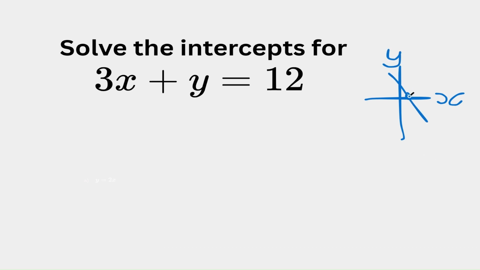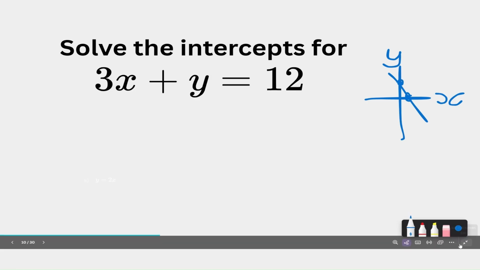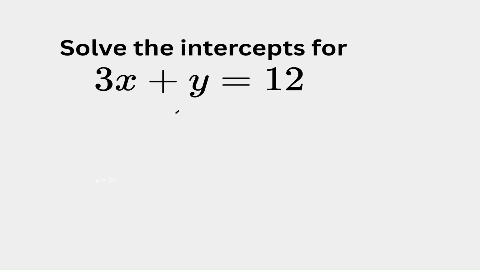So how to find this x-intercept and this y-intercept is what we are going to look at. What you need to remember is that one of the coordinates is always 0. So let's start with our y-intercept. When we're finding the y-intercept, we need to make x equal to 0.